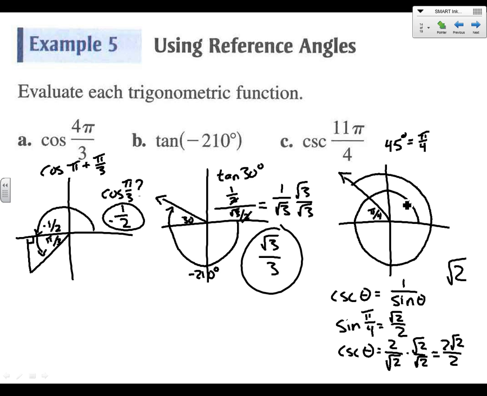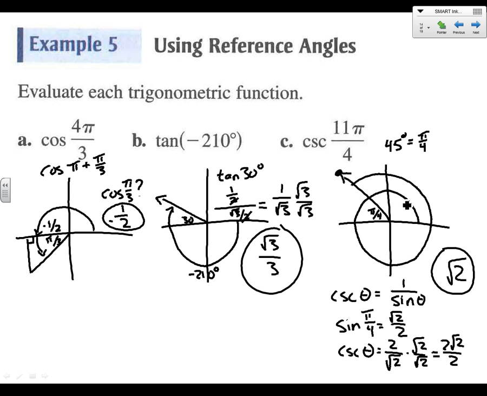And now remember, look back at our point here. We're in quadrant 2, and we're talking about sine. Is sine positive or negative? Well, sine is the y value, and the y's are positive at that point we're looking at. So we're going to say positive √2 over 2.